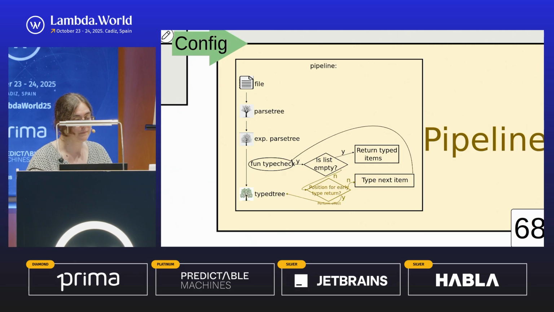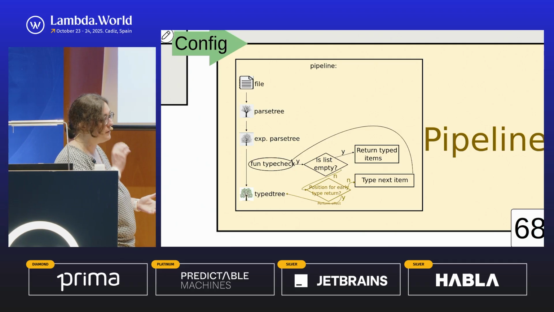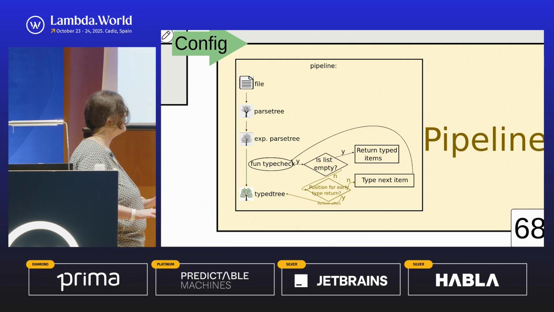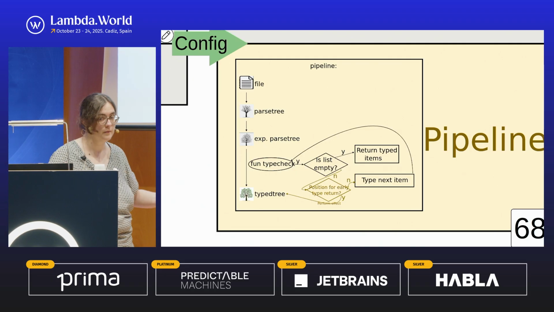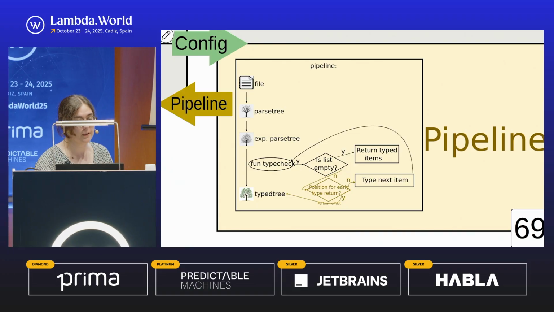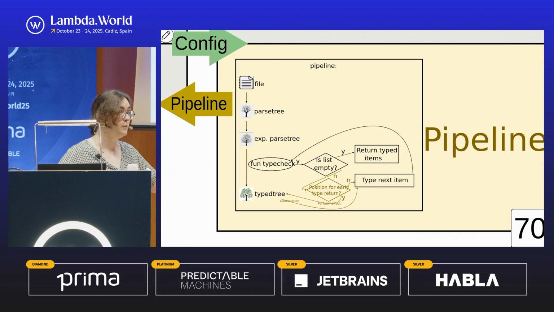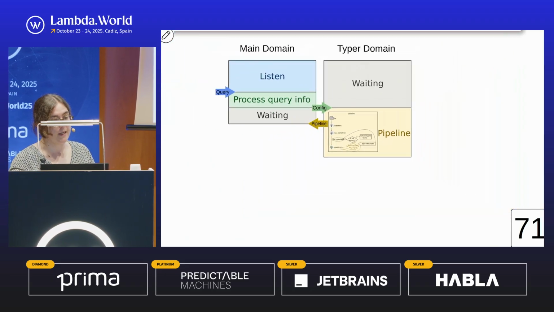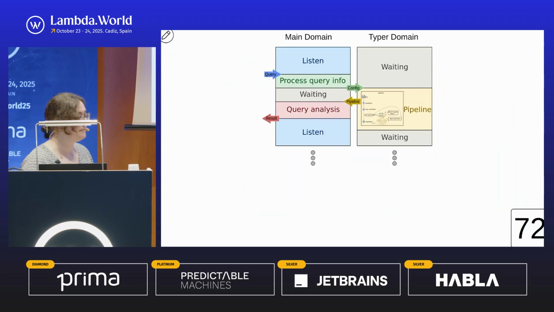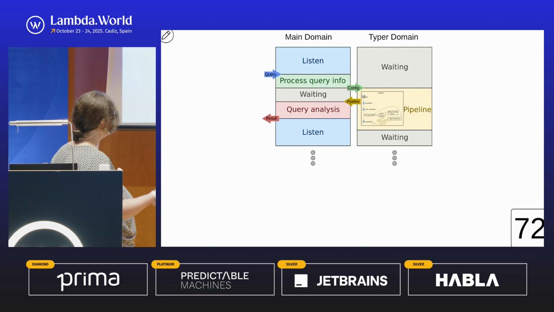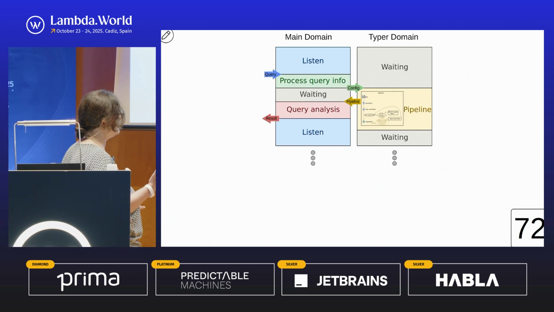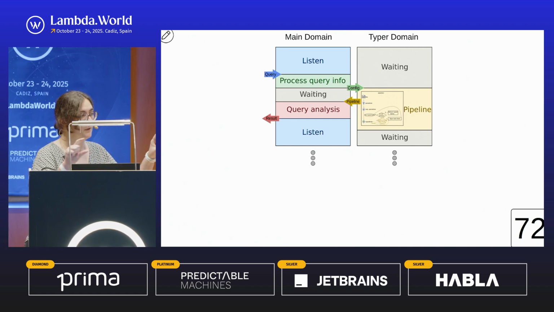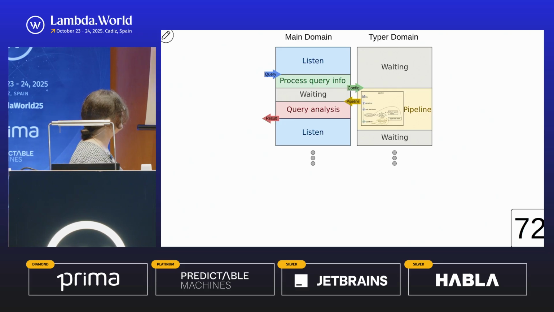And so there is a thing: the typer domain only works to do the typing. So you can just share the pipeline first and then call the continuation to resume typing the buffer. And what's great now is that the main domain can start doing the query analysis while the typer domain is still typing. So we have this first magical thing that we wanted.